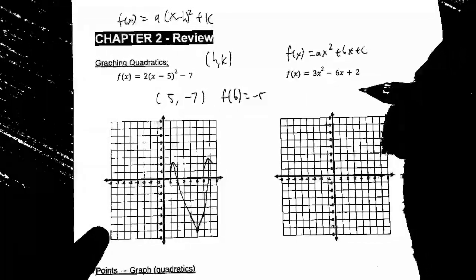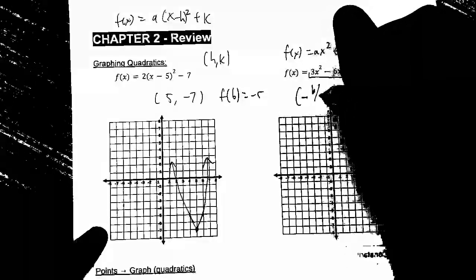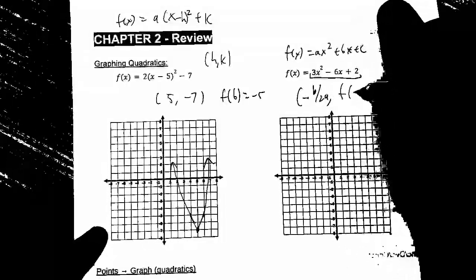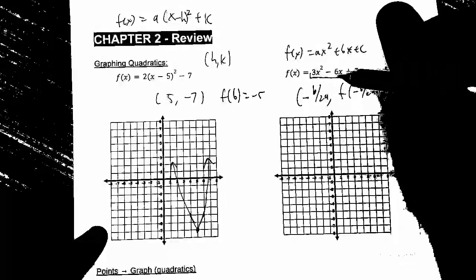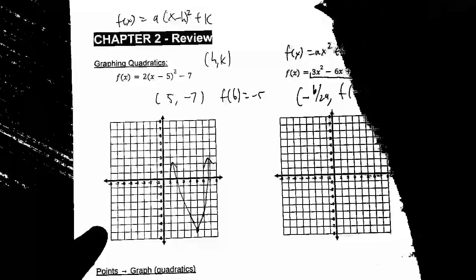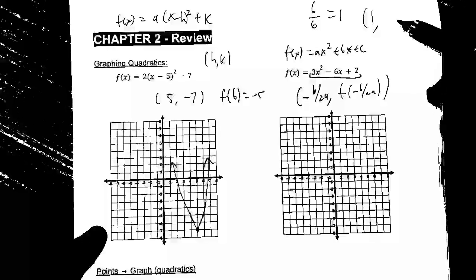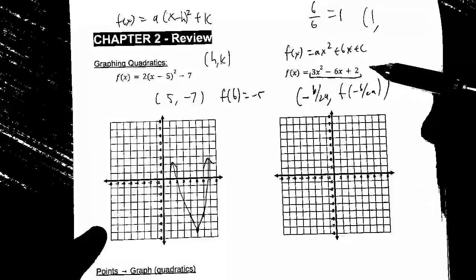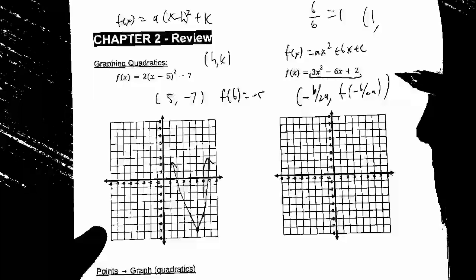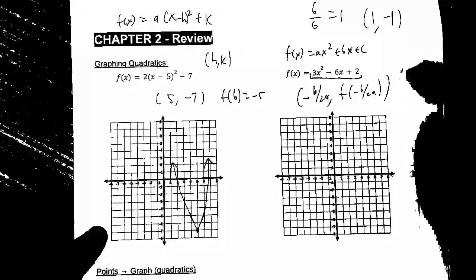Okay. On the right side, when we have standard form, to get the vertex, it is negative b over 2a, comma f of negative b over 2a. So negative b over 2a here is going to be 6 over 6. That's 1. And then we'll plug the 1 in to get the y value. We'll get 3 minus 6 plus 2. That is negative 1. So 1, negative 1 is my vertex.